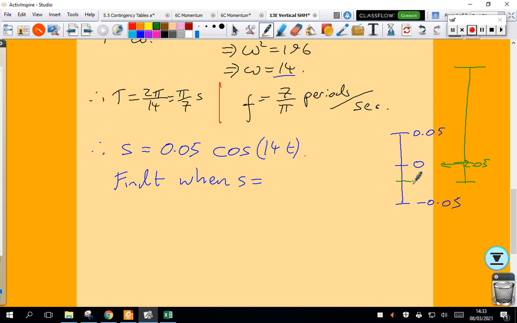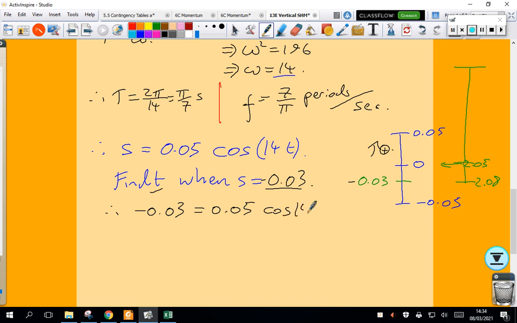How far below that? Well, it'll be 0.03 meters below that. 2.08 meters below the ceiling will be 0.03. So we're trying to find the displacement, or find the time when s is equal to 0.03. In fact, I should say it's negative 0.03, because this is an up positive system. Substituting in, therefore, negative 0.03 for s is equal to 0.05 cosine of 14t.